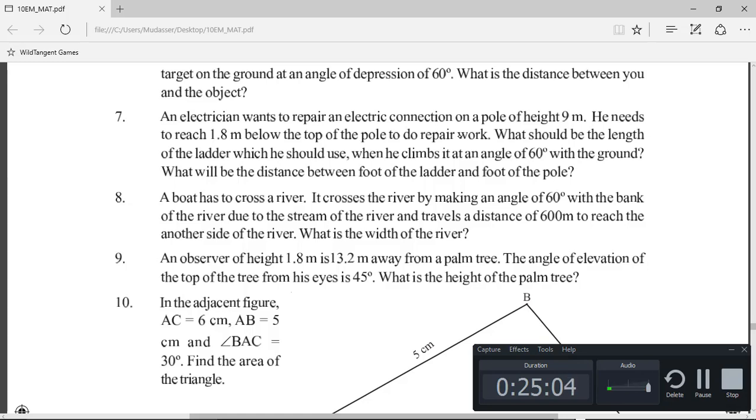Now this guy is climbing on an electric pole which is 9 meters high, and then he needs to reach 1.8 meters below the top of the pole to do repair work. What should be the length of the ladder which he should use when he climbs it at an angle of 60 degrees with the ground? What will be the distance between the foot of the ladder and the foot of the pole?